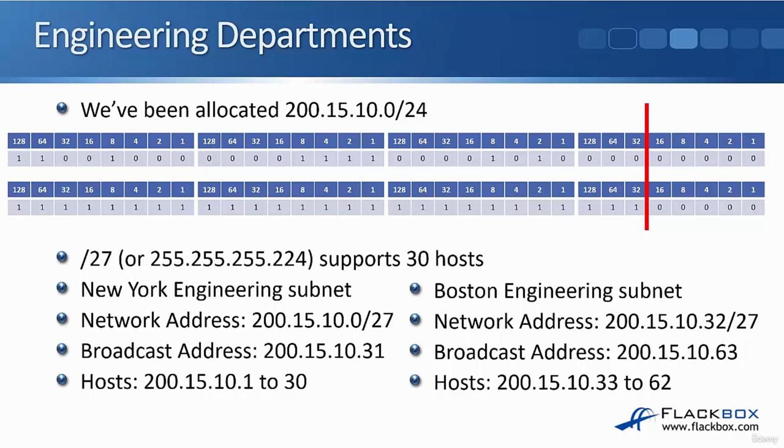Next is the Boston engineering subnet. Well, the last broadcast address used was .31, so the network address we're going to be using is .32. So network address 200.15.10.32/27. Again, we're still using that /27, where the line is after the 32. So the next network address would be .64. So our broadcast address must be 200.15.10.63, which is one less, and our hosts are going to be what's between the network and broadcast address. That's 200.15.10.33 up to 62. Okay, so that was the engineering departments taken care of.